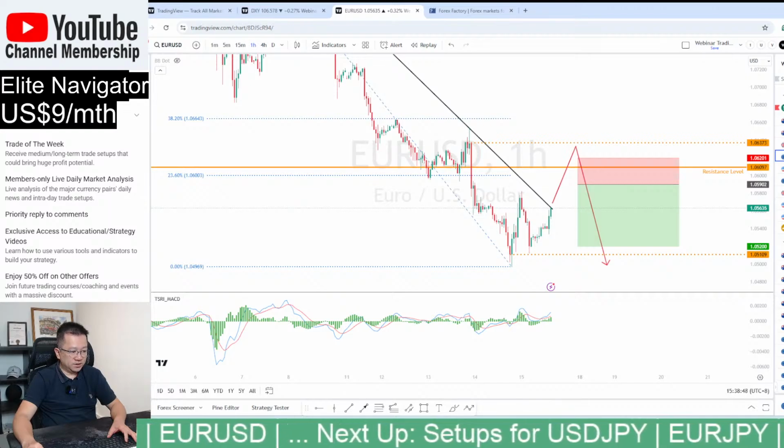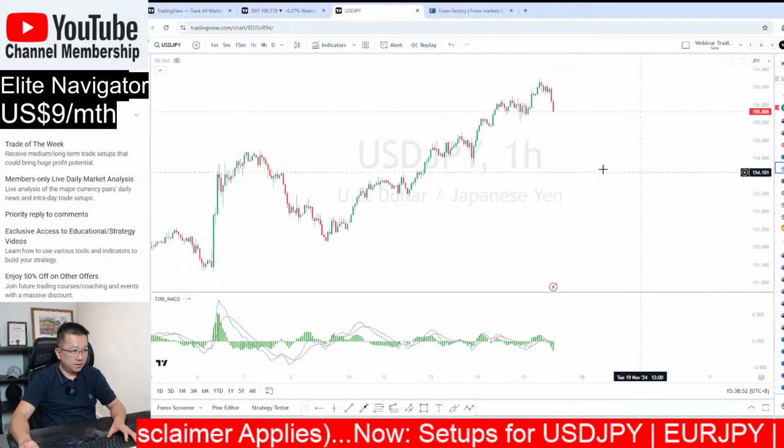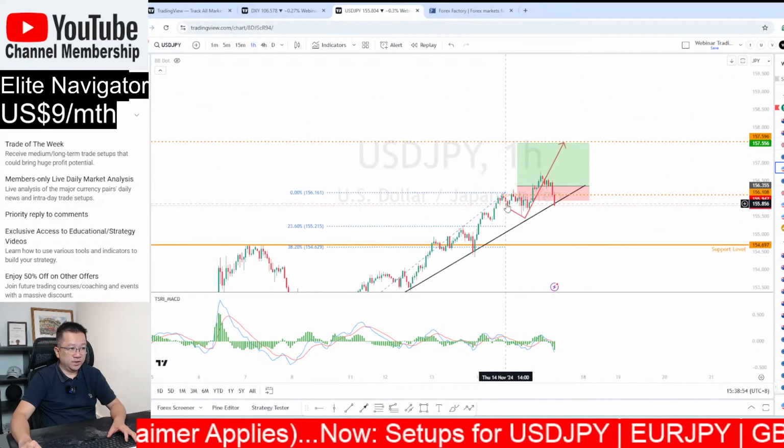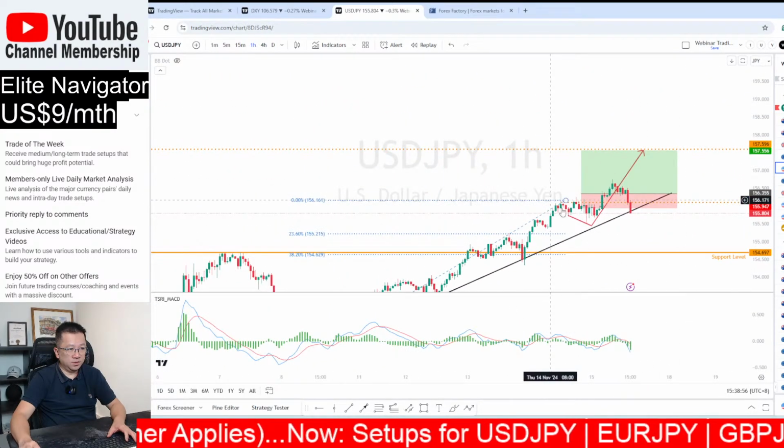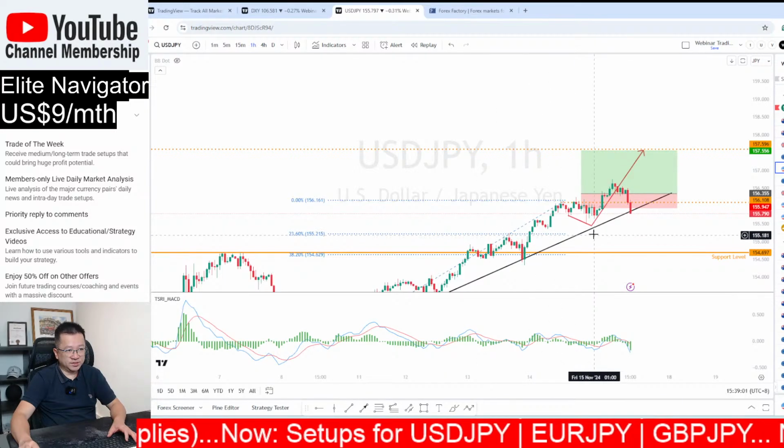Now, with that, then we look at the yen, right? US yen didn't come low enough to test that trend line and that 23.6.